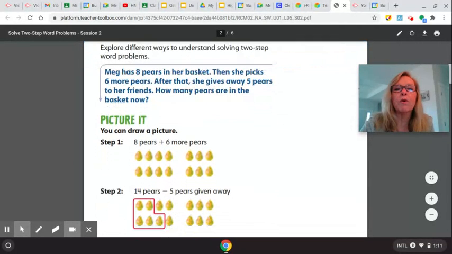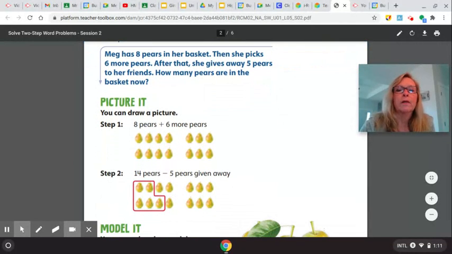So we're going to explore what that problem says. So we're going to picture it. And this is how I would do it too. So again, I'm going to read the question. Meg has 8 pairs in her basket. Then she picks 6 more pairs. After that, she gives away 5 pairs to her friends. How many pairs in the basket?